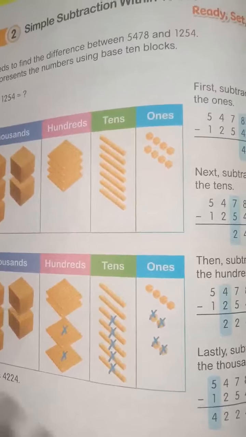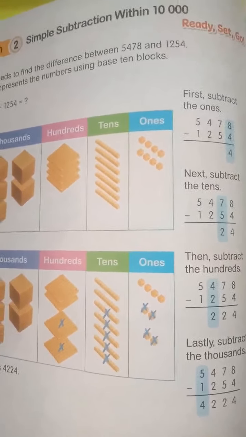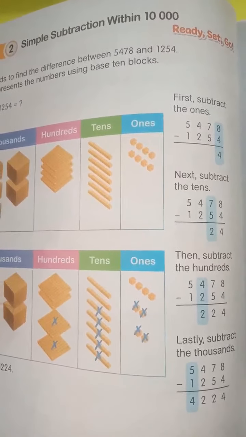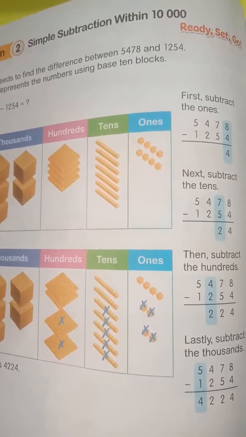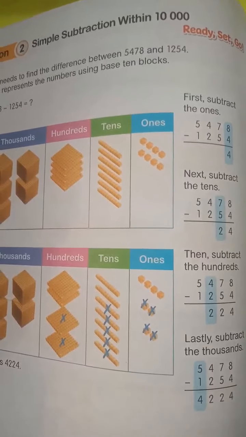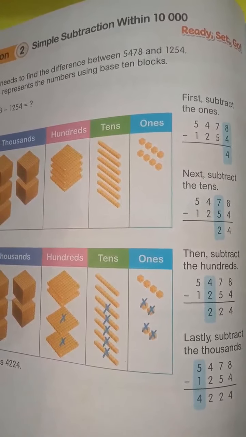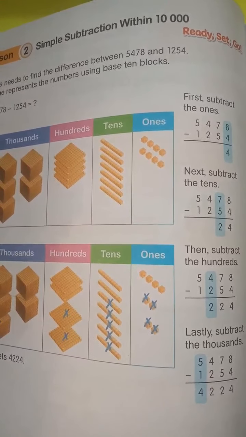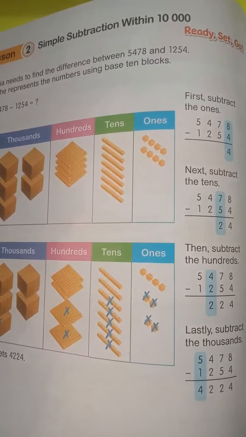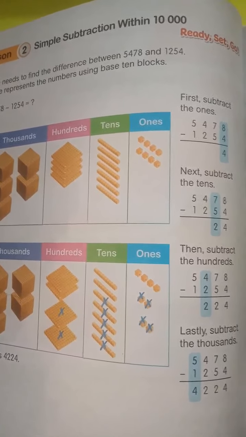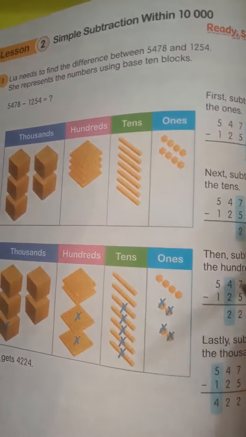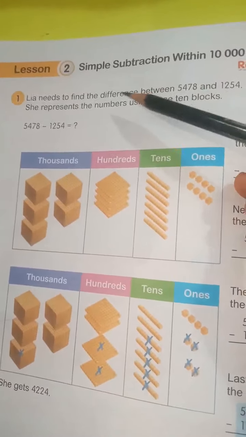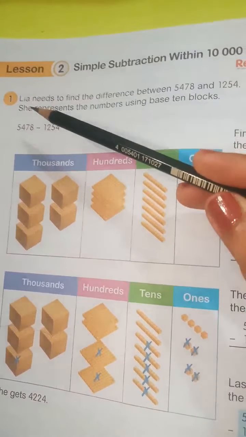Simple subtraction within 10,000. In simple subtraction, we subtract smaller numbers from greater numbers, where all of the digits are great enough to be subtracted. Let's see example number 1.